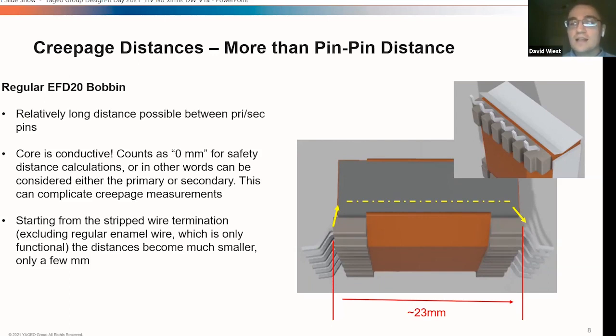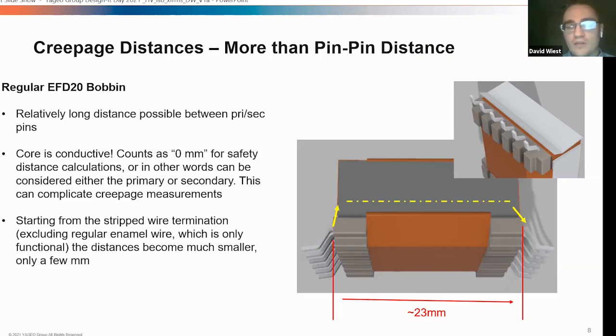The reason being is that you also have to consider that the core is made of conductive material with ferrite or iron in it. And this conductive path counts as 0 millimeters for the safety distance. So where you may get something that is, say, 23 millimeters apart from the pin distance, in reality, you may only have a few millimeters, say, going up the bobbin. And you have to get a little bit creative when you consider the distances. We'll talk more about that later.